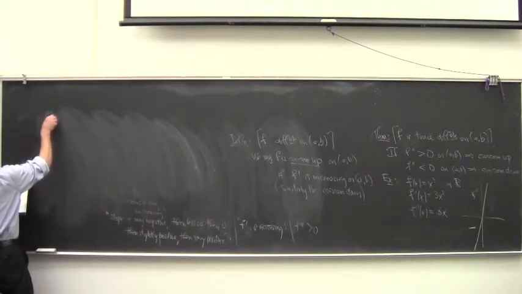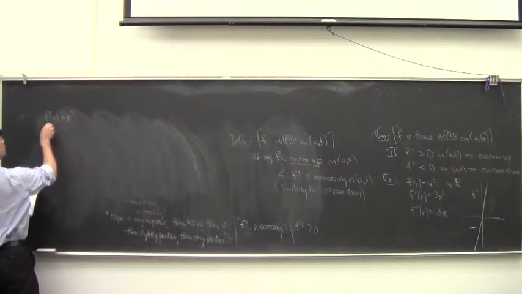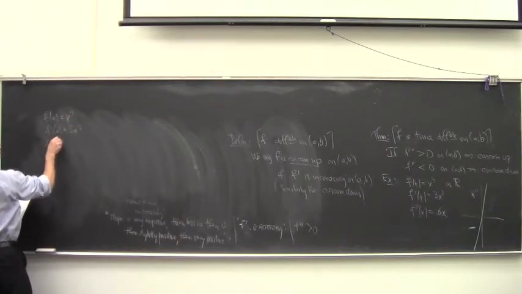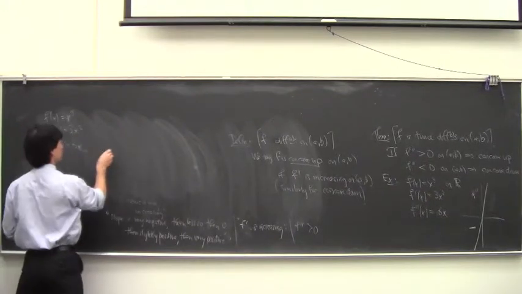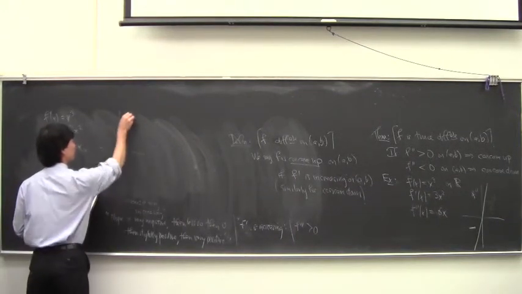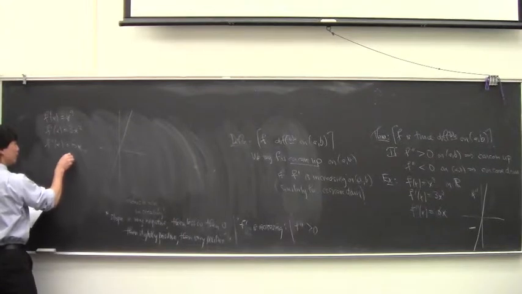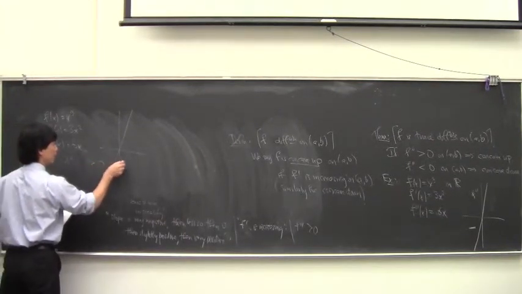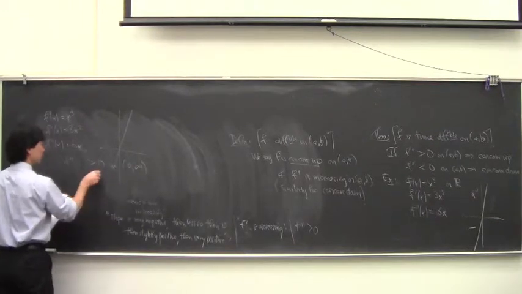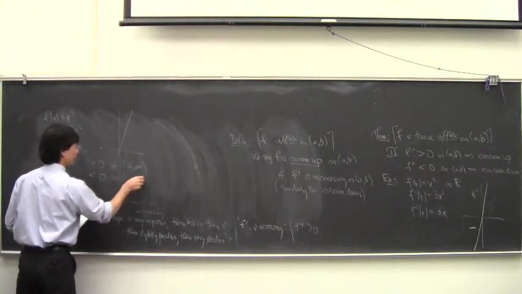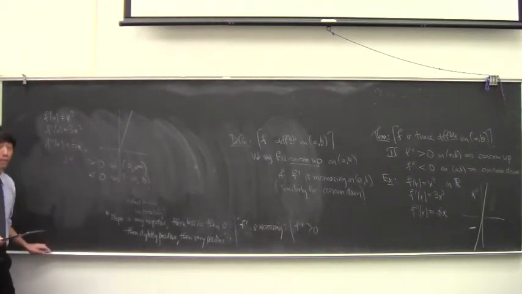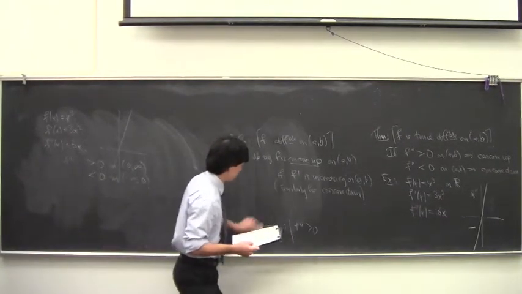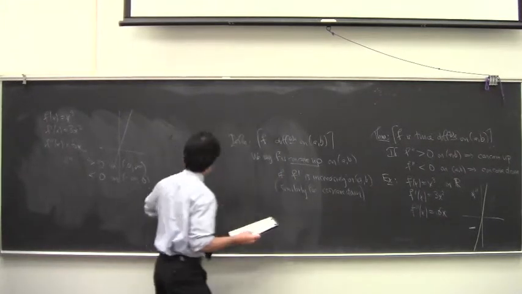So f prime is 3x squared, and f double prime is 6x. So f double prime is bigger than 0 on 0 to infinity, and less than 0 on negative infinity to 0. Do you want to change your answer, Sarah?